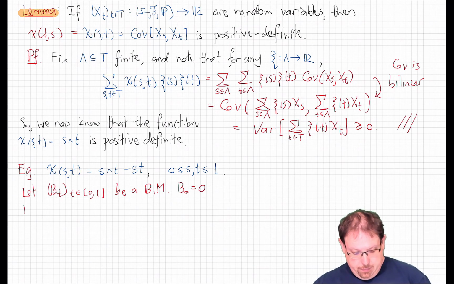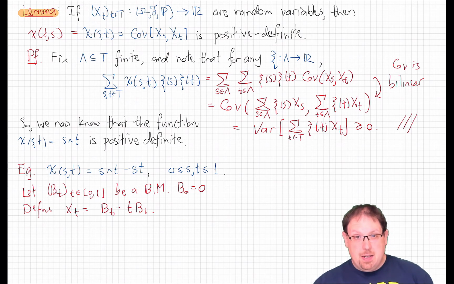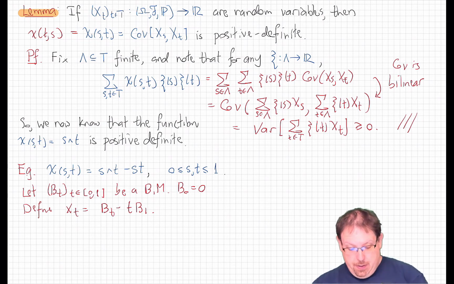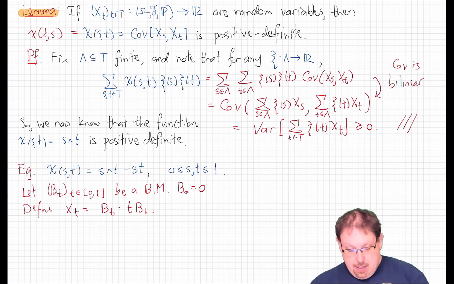And define xt to be bt minus t times b1. This is a perfectly fine stochastic process. It doesn't have independent increments anymore, and it's not adapted to the Brownian filtration. The value at time t requires knowledge of what the Brownian motion will do in the future at time 1. Of course, this process generates its own filtration that it is adapted to, but it is not adapted to the original Brownian motion's filtration. This is a realization of a process called Brownian bridge.